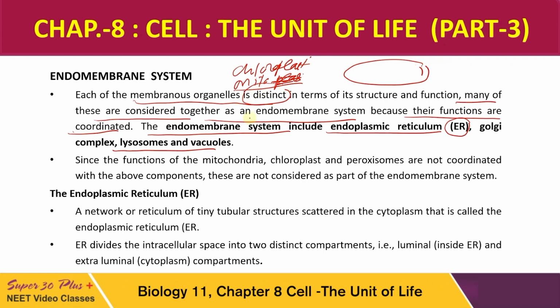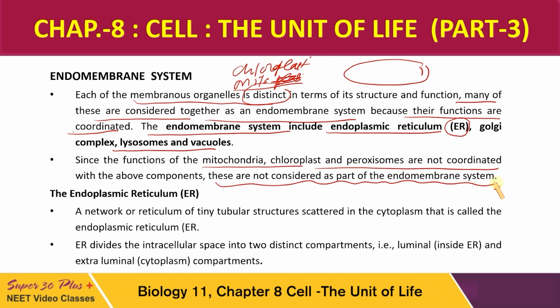Chloroplast, mitochondria, centriole, all these are not related to each other. Therefore, they don't make the endomembrane system. Since the functions of the mitochondria, chloroplast, peroxisome are not coordinated, as I told you, that's why we will not call them components of the endomembrane system. These are not considered part of the endomembrane system.